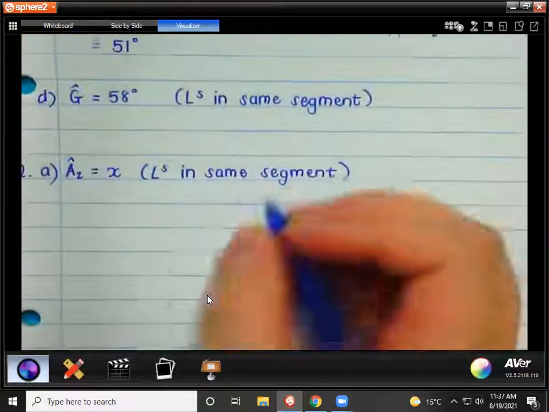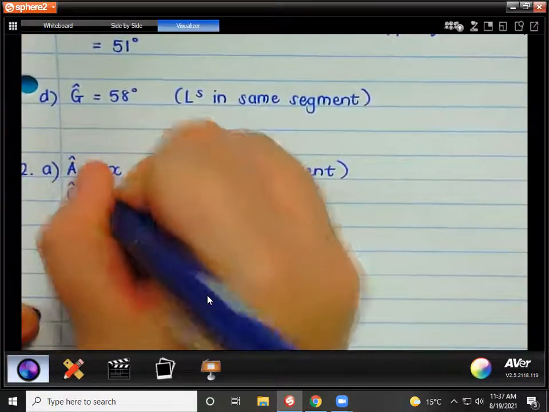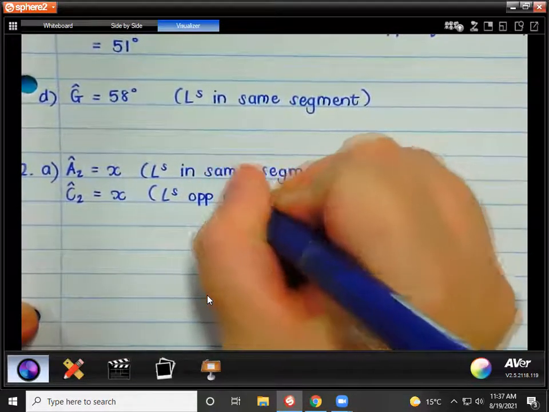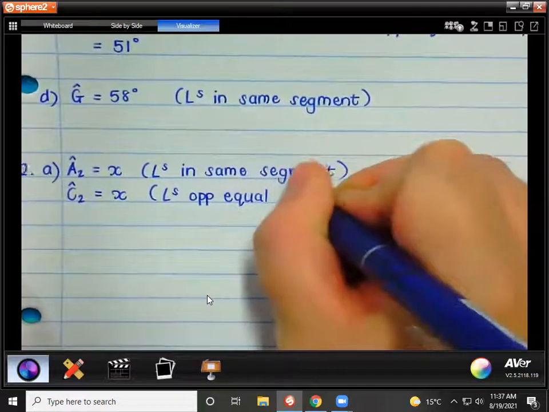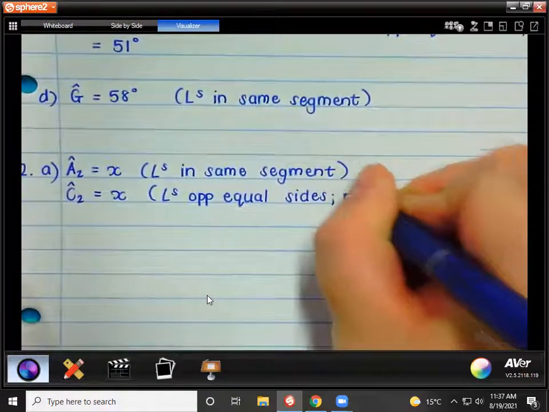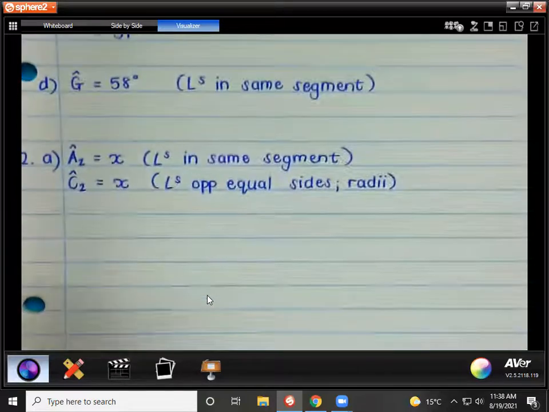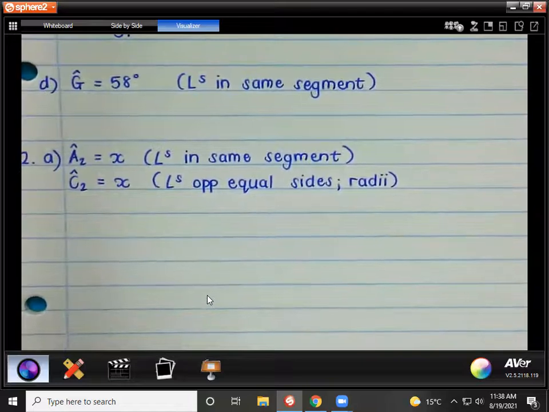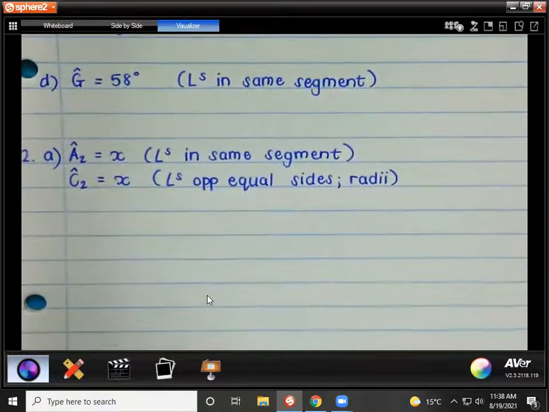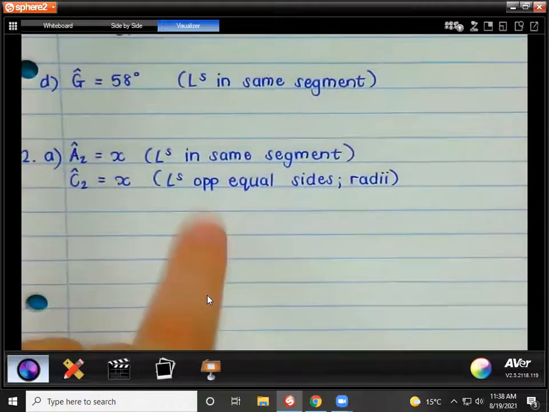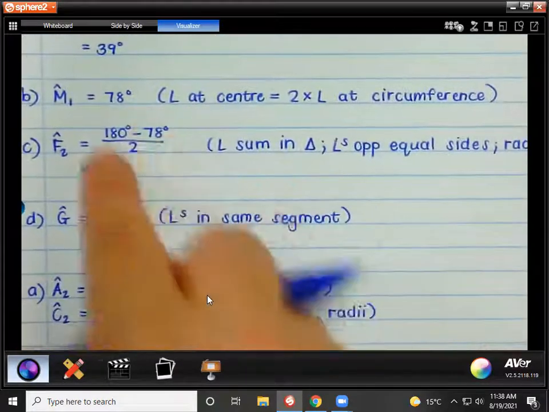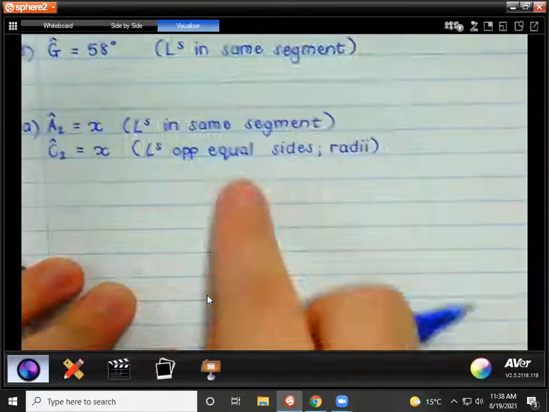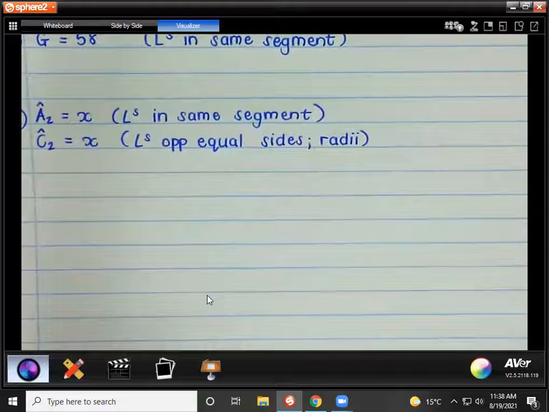All right. So C2 is equal to X. Angles opposite equal sides and radii. Now I'm not saying angle sum in triangle because I haven't subtracted anything from 180. All right, do you guys understand the difference? If I had said 180 minus angle and then divided it by 2, then I would have to add the angle sum in triangle reason, like we did here. Now I'm just told that one angle is X, so the other angle must also be X because of angles opposite equal sides and radii. Okay, now let's take a look.